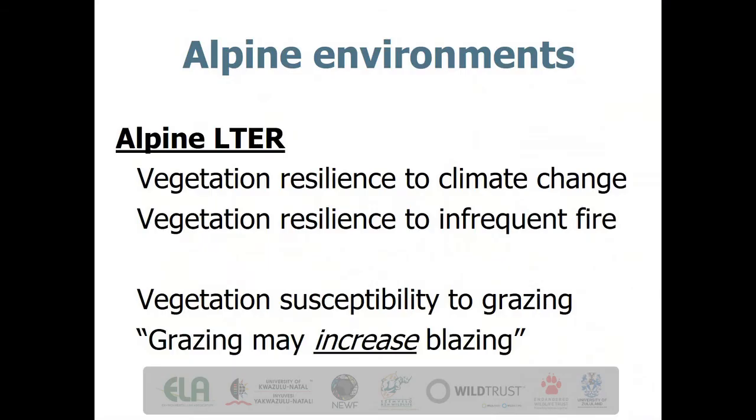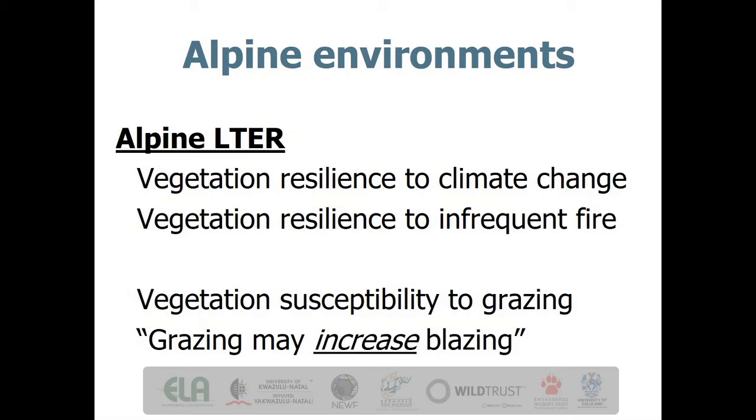Well, when we look at what's happening from long-term ecological sites, stretching back over 70 years in Australia's alpine environments, we discover that the vegetation in these areas has reasonable resilience to climate change. It has pretty good resilience to infrequent fire, but one of the things that the vegetation is very susceptible to is additional grazing by domestic livestock.